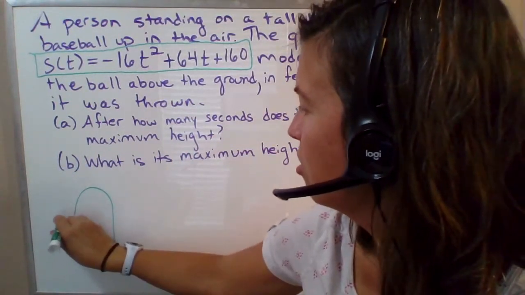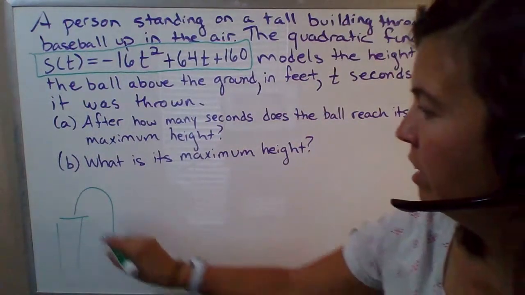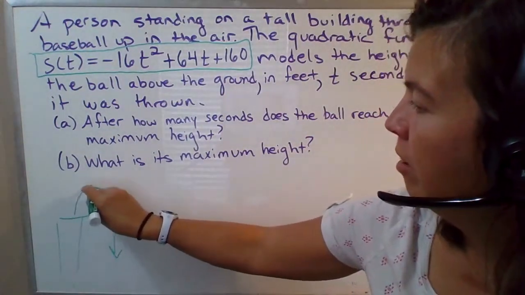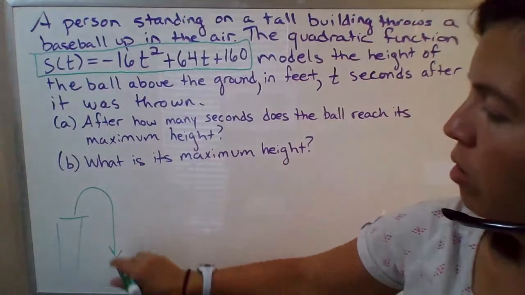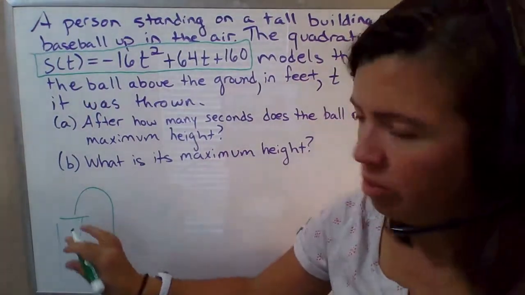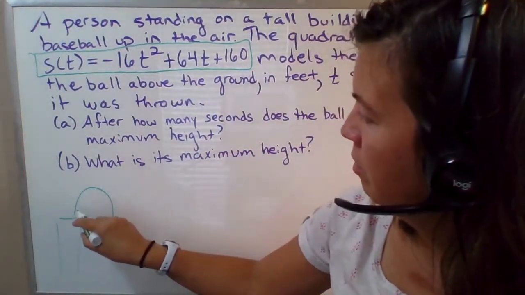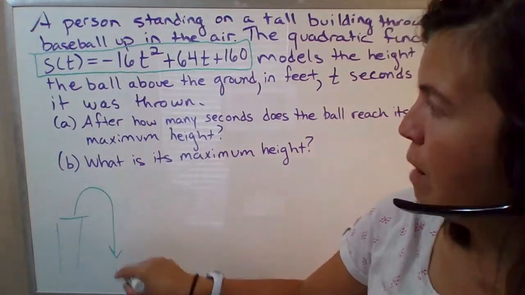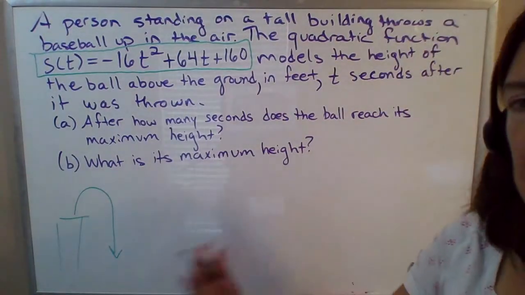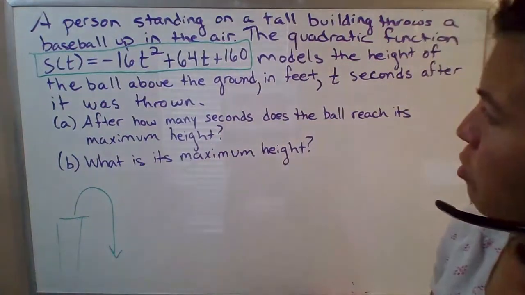So if you throw the ball starting at the top of a tall building, throw the baseball up in the air, eventually it's going to turn and come back down. So it makes sense that the height of the baseball is given by a quadratic function whose graph is a parabola opening downward. Makes sense for the height of a baseball when you throw it upward.